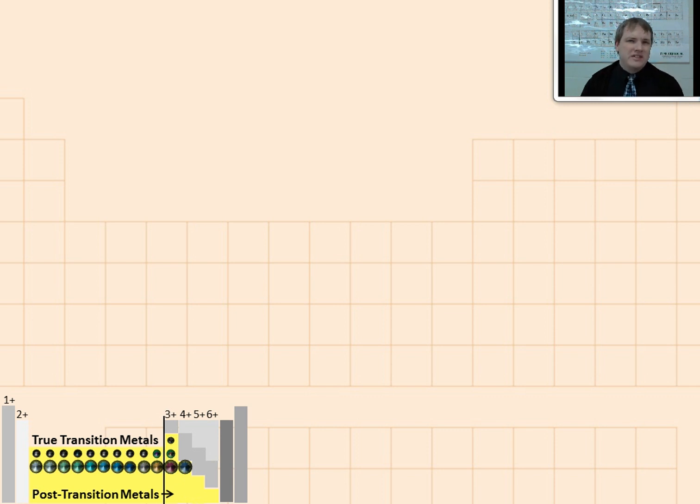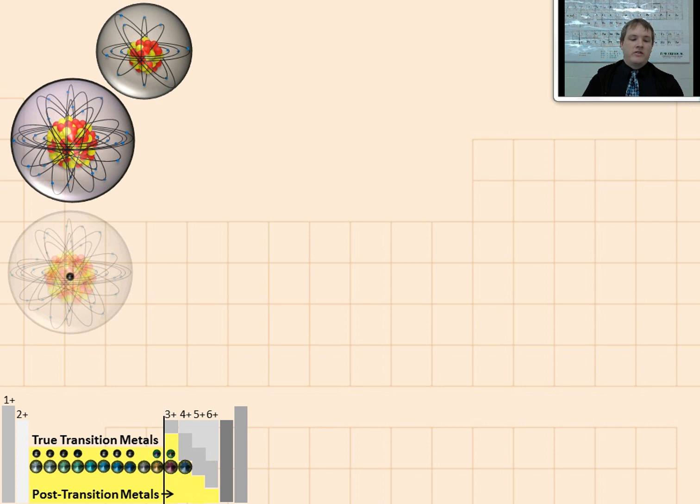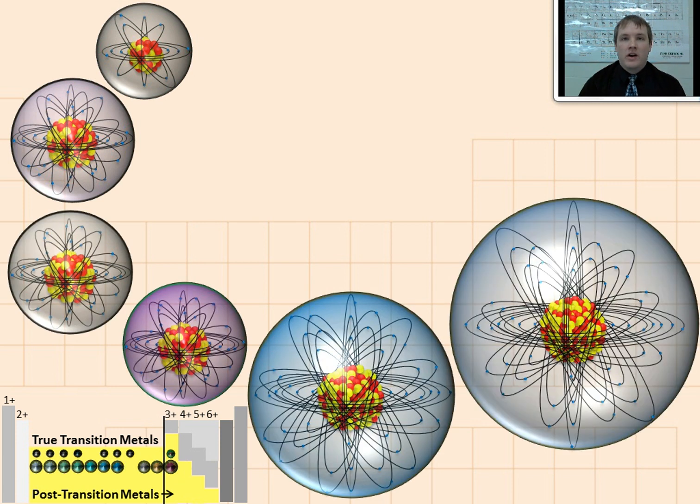But the question still stands. What kinds of ions are these elements in the middle of the periodic table going to make? We're going to take a look at that by selecting several examples of the transition metal elements for us to look at. Let's take a look at the properties of these different atoms to try to get a sense of what the transition metals are like.